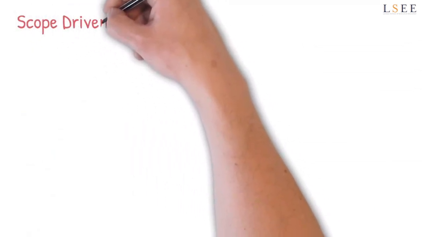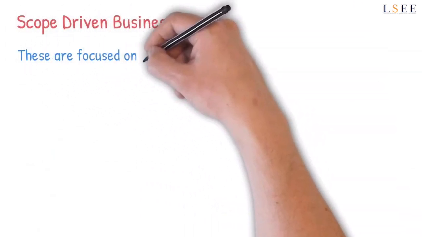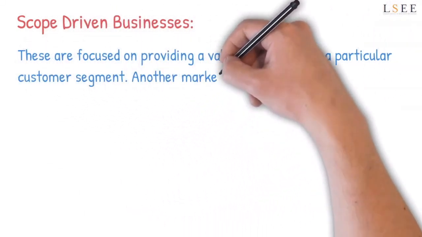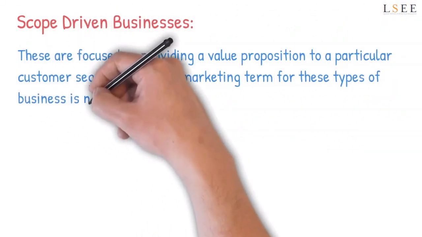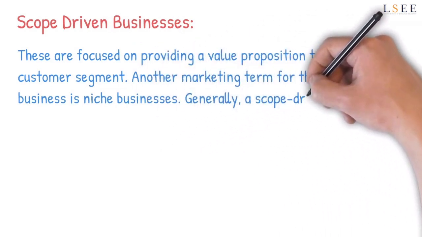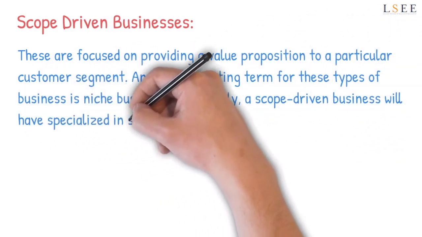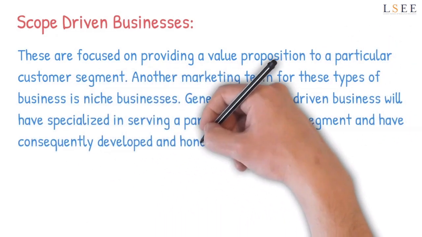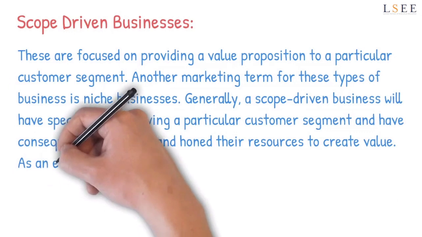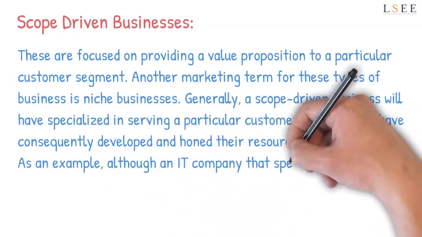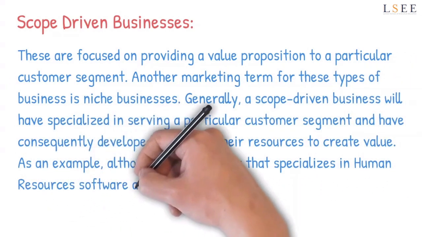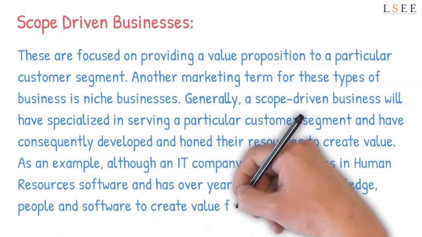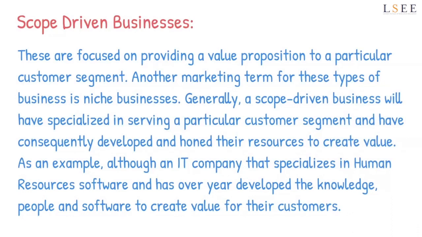Scope-driven businesses: these are focused on providing a value proposition to a particular customer segment. Another marketing term for these types of business is niche businesses. Generally, a scope-driven business will have specialized in serving a particular customer segment and have consequently developed and honed their resources to create value. As an example, an IT company that specializes in human resources software and has over the years developed the knowledge, people, and software to create value for their customers.